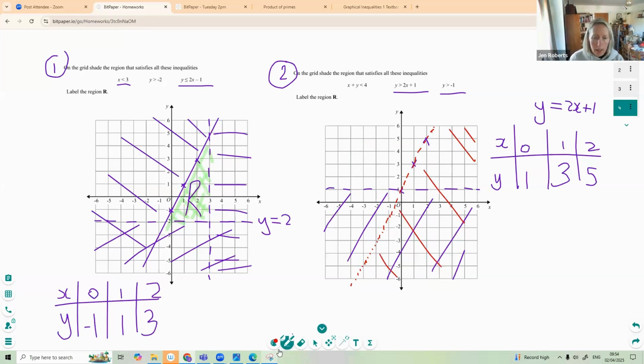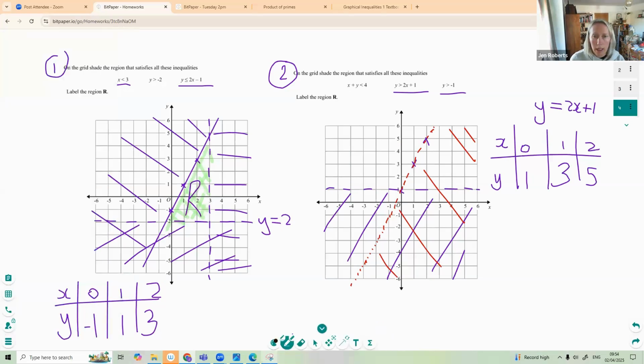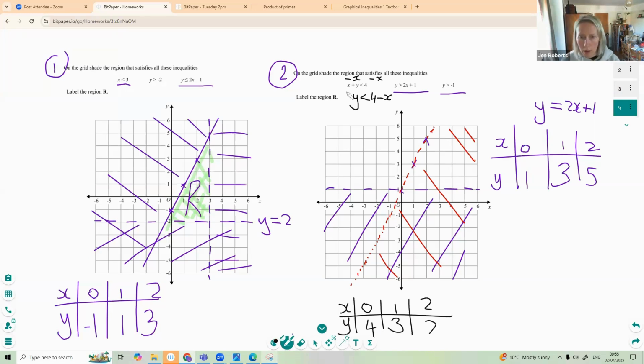For this bit here, let's make y the subject first by taking an x off both sides. If I take x off the left-hand side, it disappears. Take x off the right-hand side, it becomes 4 minus x. Let's draw my table of values now. x can be 0, 1, 2. y: 4 take away 0 is 4. 4 take away 1 is 3. 4 take away 2 is 2. So 0, 4. 1, 3. 2, 2.